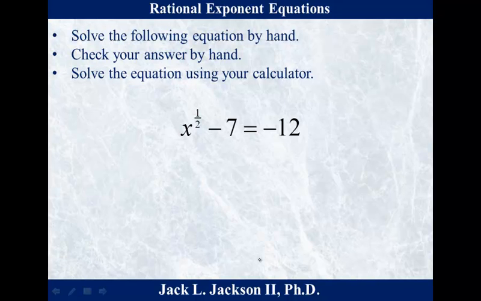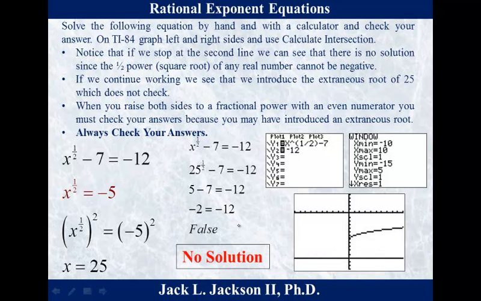Alright, try this one. Very similar to the last one. Press pause now. Well, again, the first thing we're going to do is add 7 to both sides, and we get x to the 1/2 equals -5. And if we just keep proceeding by squaring both sides, we'll get x equals 25.